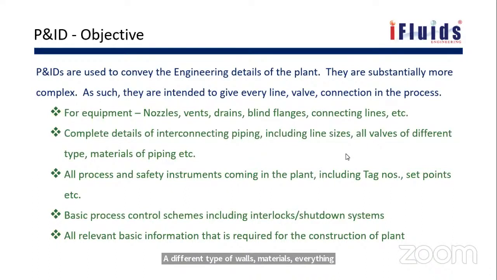All process and safety instruments coming in the plant, including the tag numbers. And for PSVs, set points are also provided. We'll be seeing it in detail tomorrow. Basic process control schemes: there are different types of control schemes, controllers. Everything will be given in detail in the P&ID. All relevant basic information that is required for the construction of the plant. In addition to this, and this is very important, this signifies the importance of the P&ID.